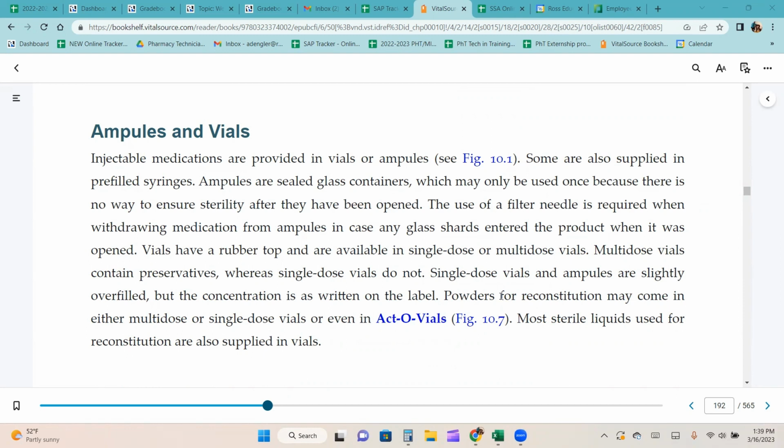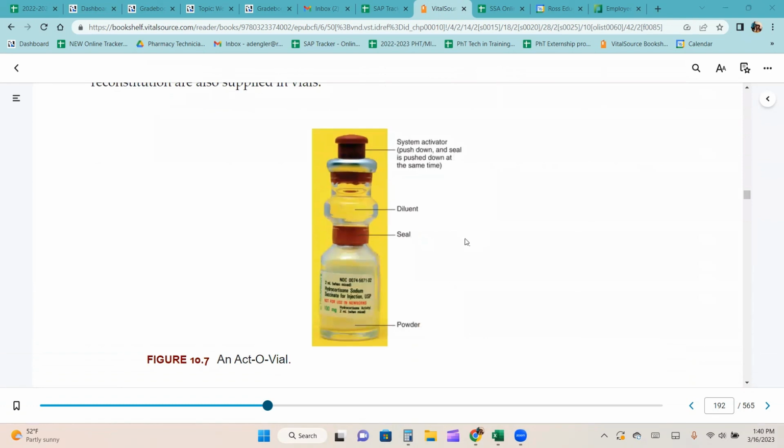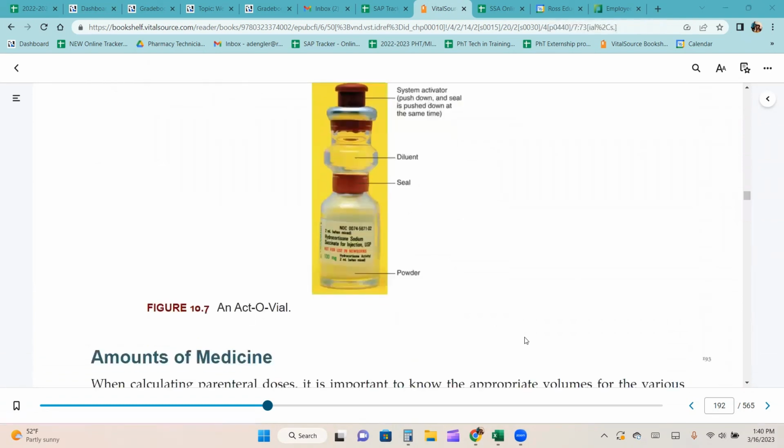Vials have a rubber top and are available in single dose or multi-dose vials. Multi-dose vials contain preservatives, whereas single-dose vials do not. Single-dose vials and ampules are slightly overfilled, but the concentration is as written on the label. Powders for reconstitution may come in either multi-dose or single-dose vials or even in Act-O-Vials. Most sterile liquids used for reconstitution are also supplied in vials. Here's an Act-O-Vial.